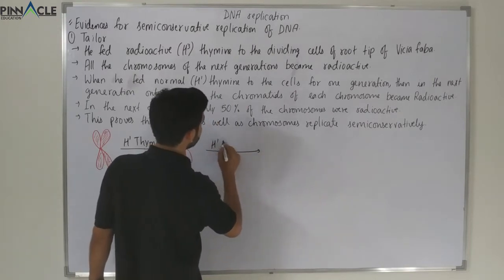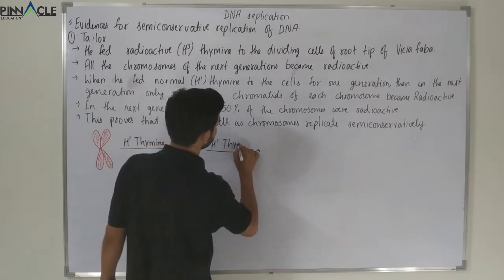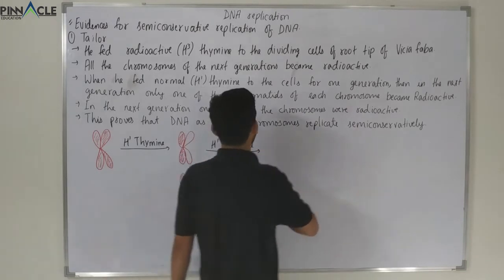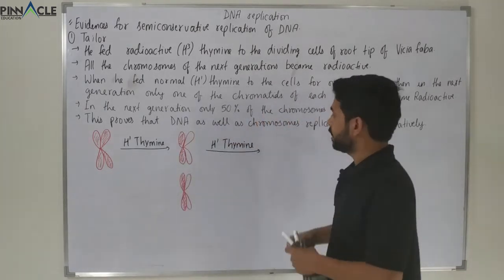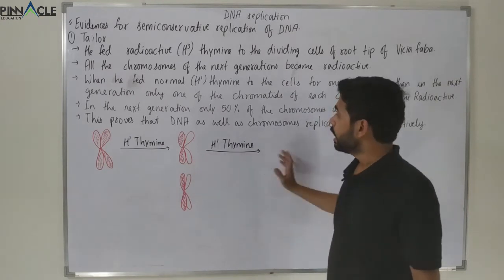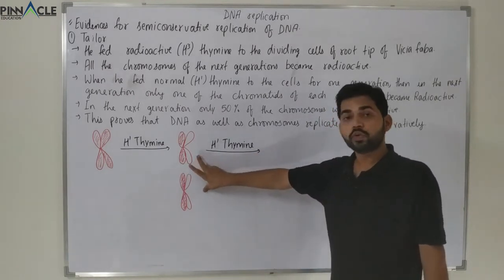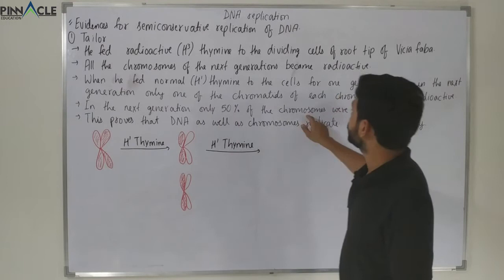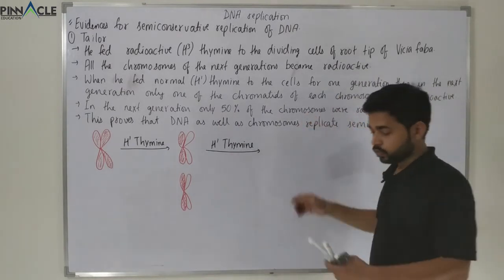Here also H1 thymine was provided. So what happened in this generation is that these two will give rise to 4 chromosomes, and out of them only 2, that is 50% of the chromosomes, were radioactive. So we'll see that here.